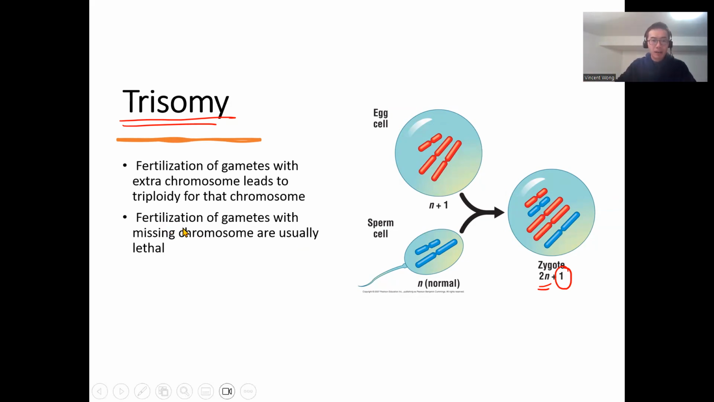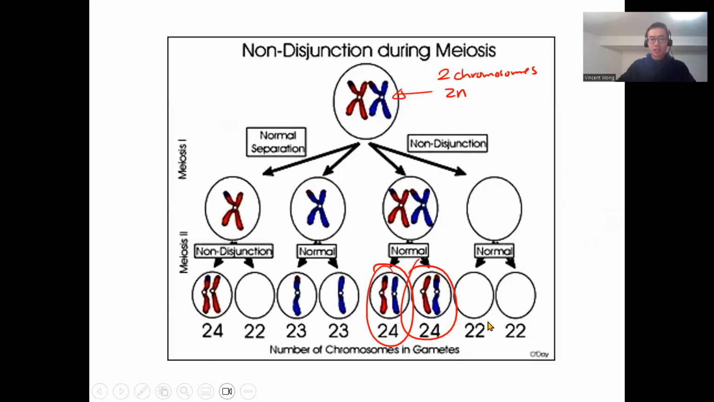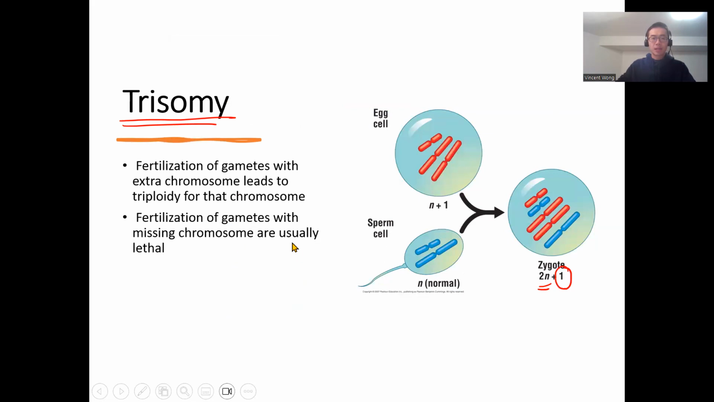But if we have fertilization of gametes with a missing chromosome, like one of these ones, the empty ones, the 22 here, even if those get fertilized, the pregnancy is not going to be viable, okay, because it's usually lethal.